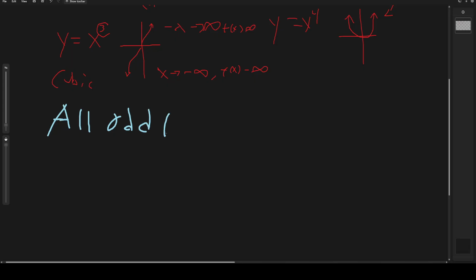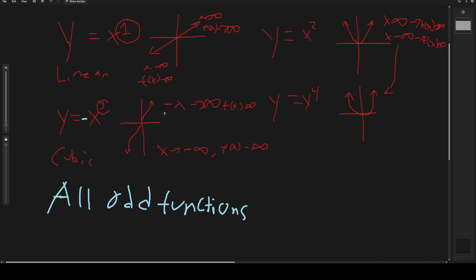by the way, I forgot to mention that if there's a negative, of course it's going to be flipped, so it would go this way instead, and the end behavior would flip. Same goes for this one too, it would go down like that. This one could go like this.